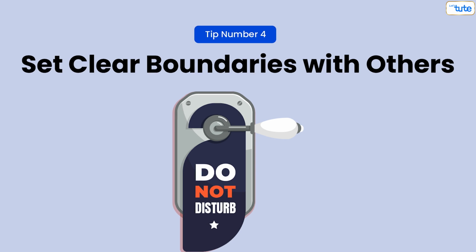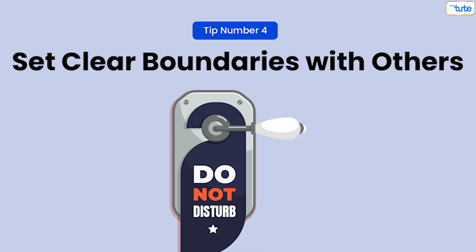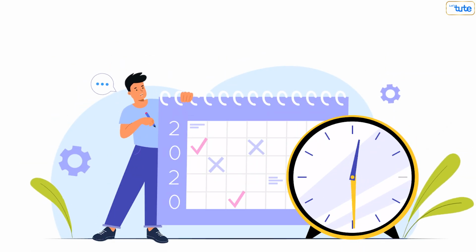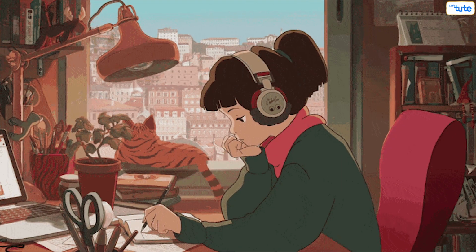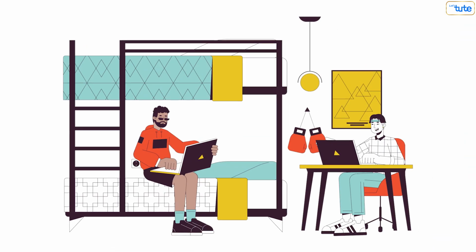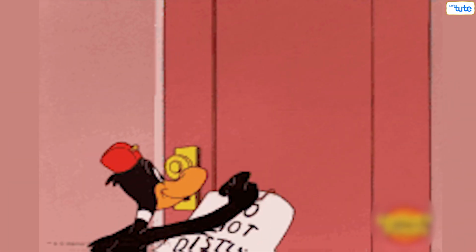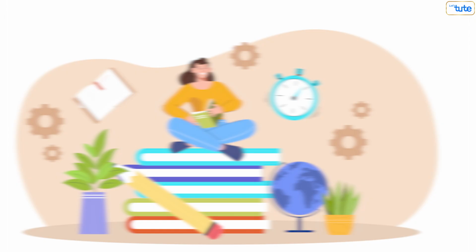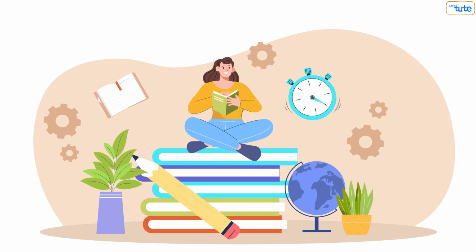Tip number 4. Set clear boundaries with others. Let the people around you know your study schedule and the importance of minimizing interruptions during those times. Set clear boundaries with family members, friends, or roommates so they respect your study time. Use a do not disturb sign or indicate study times on a shared calendar if needed.